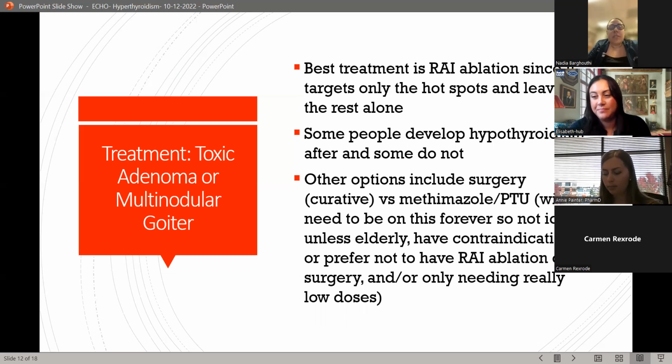Some other options for hot nodules are surgery, which is also curative. Methimazole and PTU are not ideal for hot nodules because the hot nodules won't go into remission. You're just controlling the levels. Sometimes people don't want surgery or have some contraindications, like they're elderly or have multiple comorbidities where anesthesia would be dangerous for them, or they don't want radioactive iodine for whatever reason. So in some people, I have used methimazole for a long time if they just need some low doses.